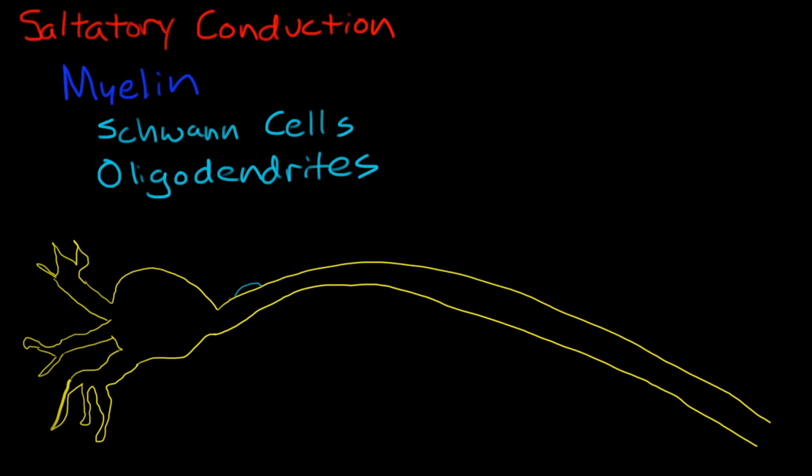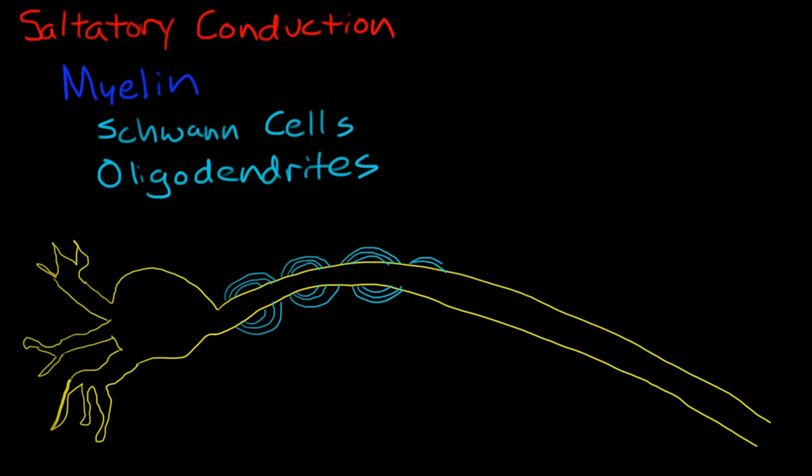So again, the term myelin we talked about are the cell membranes of cells. So it's made up of a phospholipid membrane because it's made up of the cell membrane of either Schwann cells in the peripheral nervous system or oligodendrocytes in the central nervous system.